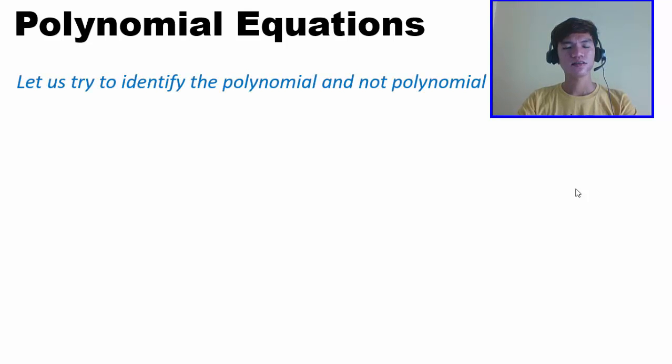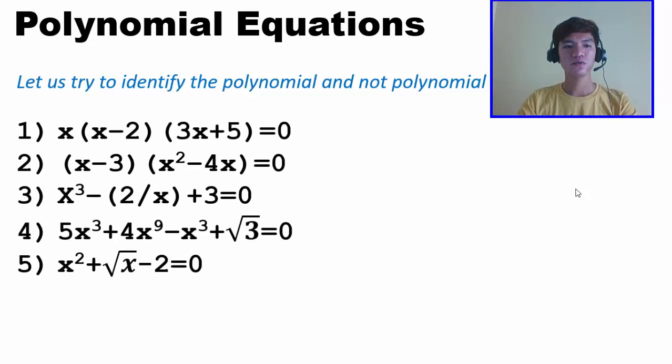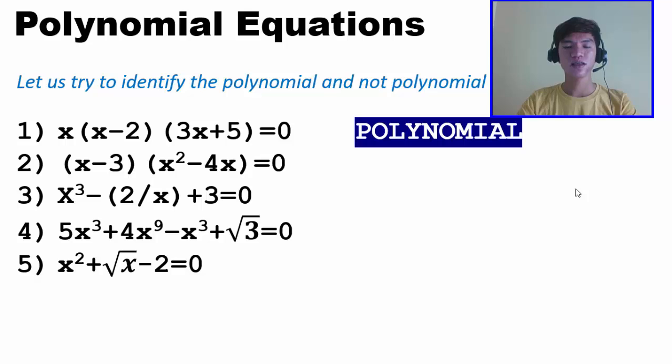Then let's have an exercise. Let us try to identify the polynomial or not polynomial equations. So here we have first 5 examples of equations. So we will try to identify if it is a polynomial or not polynomial equation. So let's start. For the first one, x times x minus 2 times 3x plus 5 equals to 0. It is a polynomial.